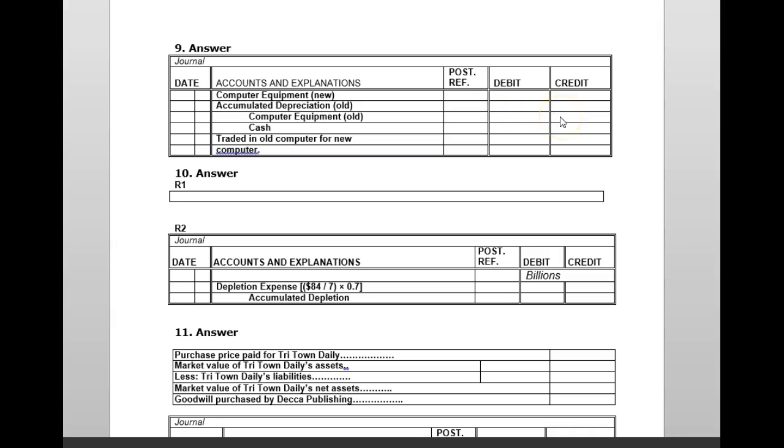So this is the old, alright? So that becomes $3,100. And the next thing is, during 2010 and 11, they recorded a total depreciation of $2,200. So that has to go here. That's your total accumulated depreciation.